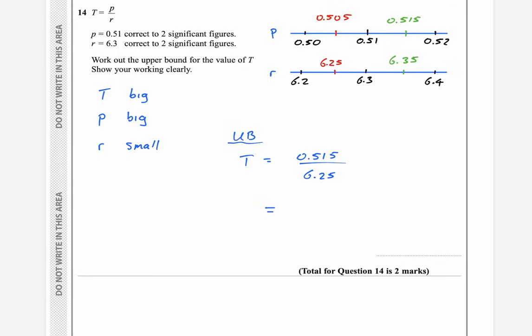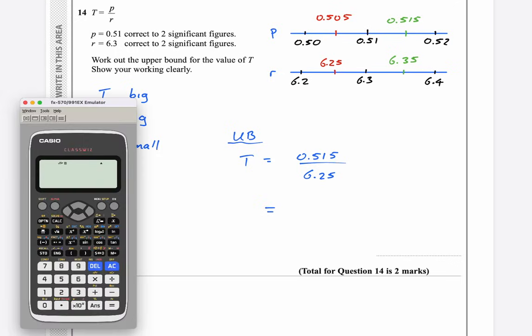Which gives me 0.515 divided by 6.25. I'll put it in as a decimal, 0.0824.